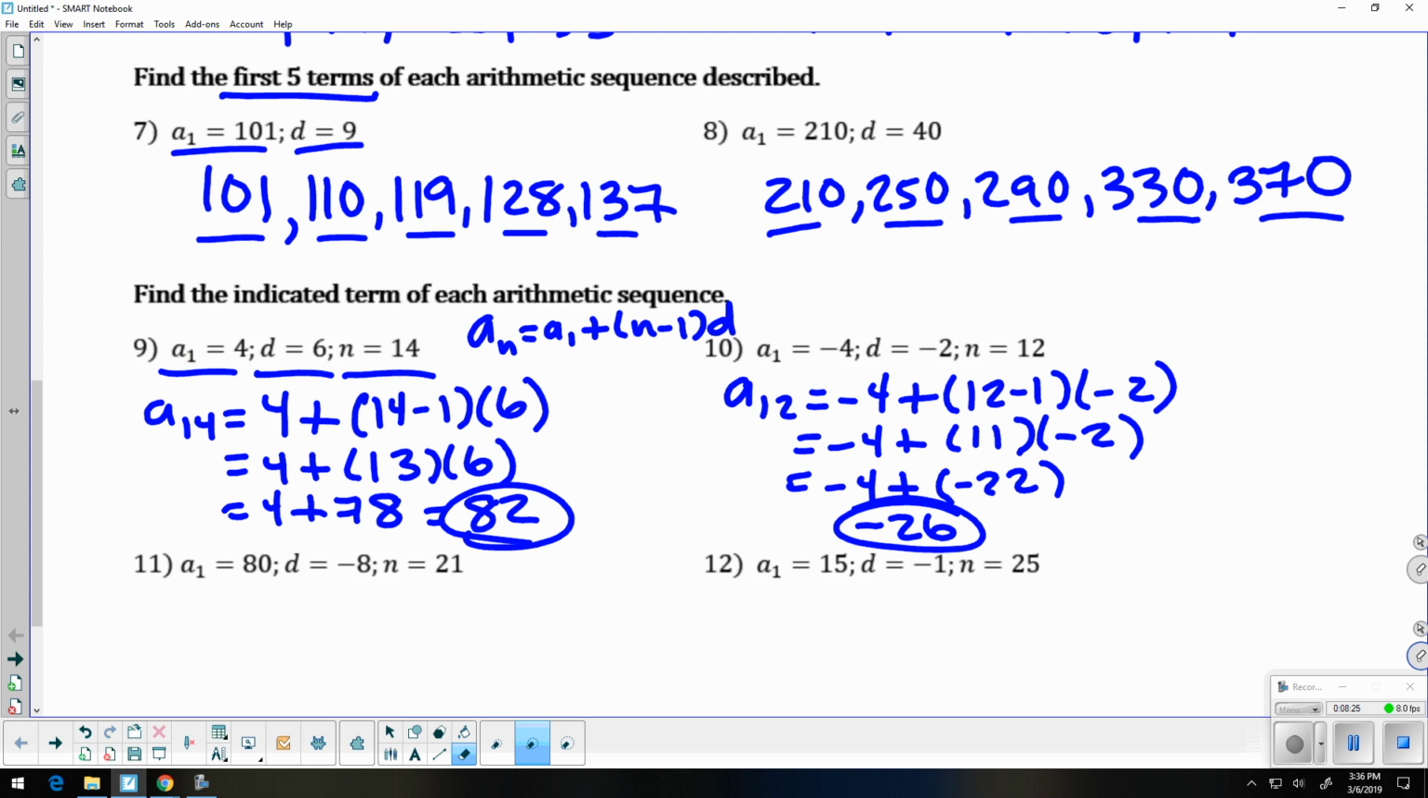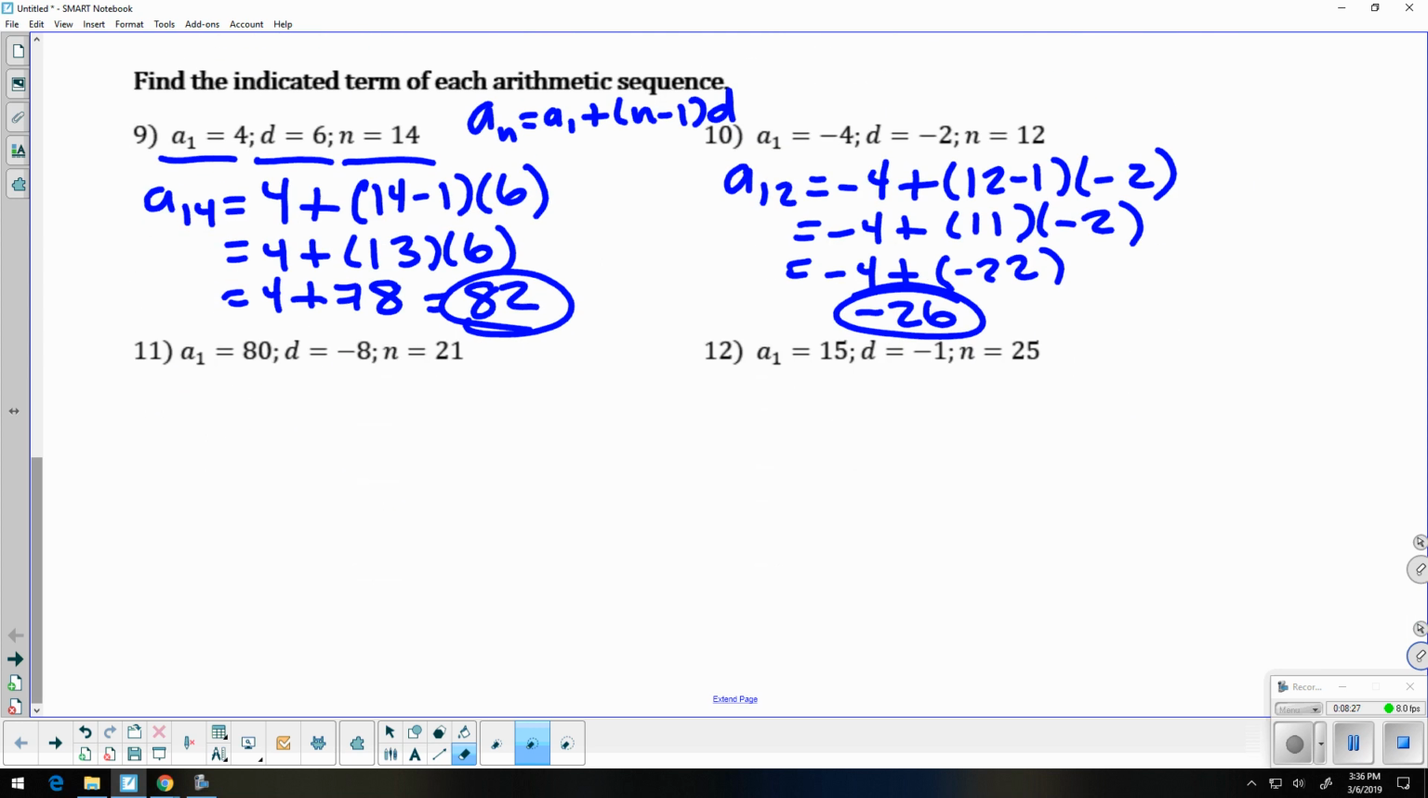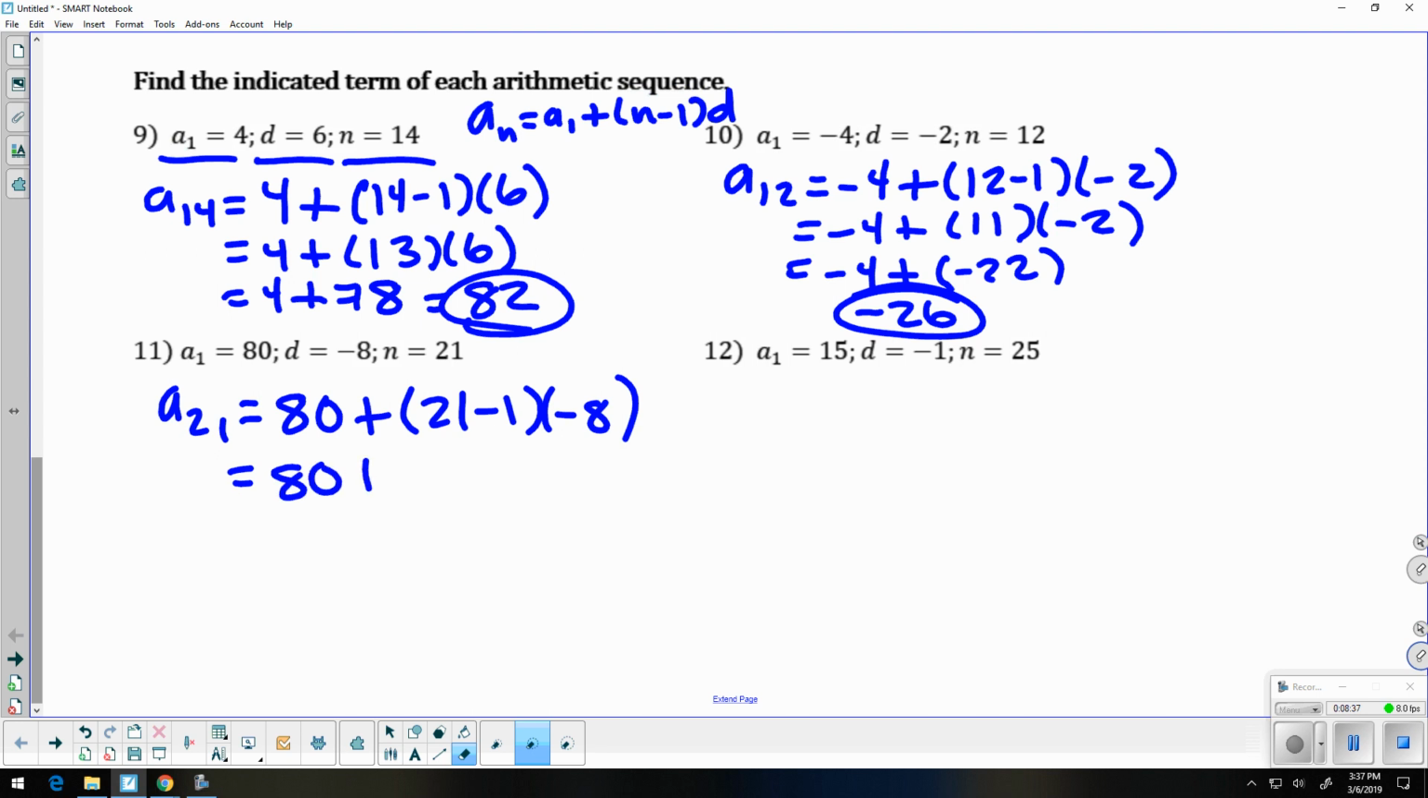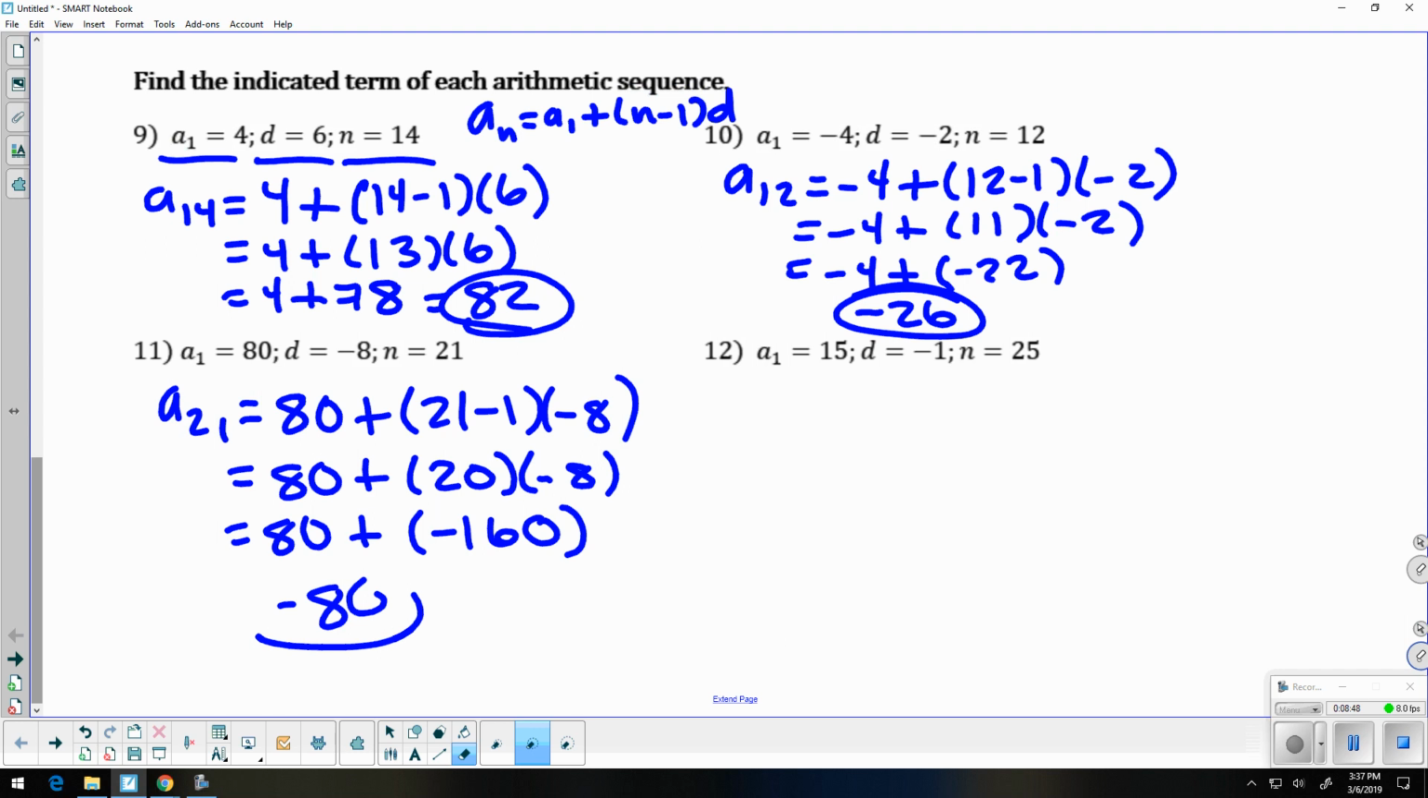Okay, the next one, plugging this all in. We're trying to find the 21st term. First term's 80. 21 minus 1 times d, which is negative 8. So it's all plugged in. So you'd have 80 plus, that'd just be 20. Now multiplying, that would be negative 160. And now adding these two together, negative 80 will be the 21st term in this sequence.